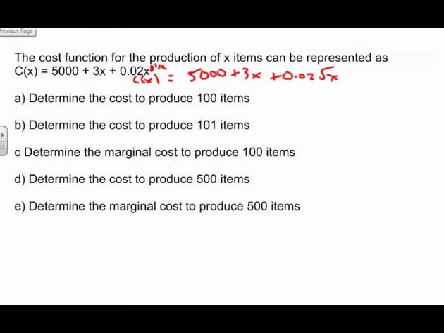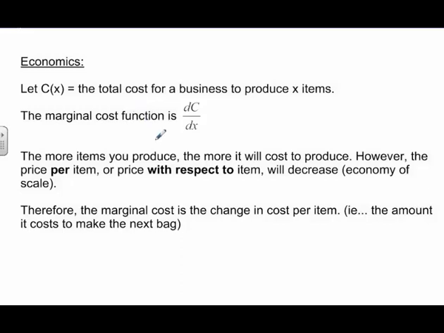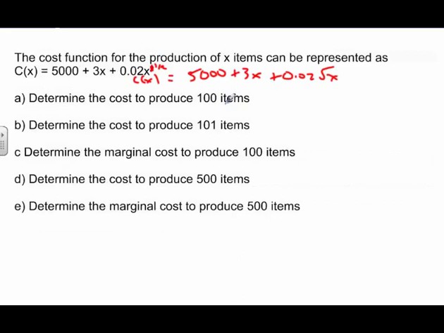So I just need to remind myself a little bit, as well as recap what we were working on. In economics, the concept is the marginal cost. And marginal cost is how much it costs to make, say, the next item. So you're looking for the change in cost per item. You're looking for how much does it cost to make, say, 100 versus 101 items, which is what we're going to do in this example here.